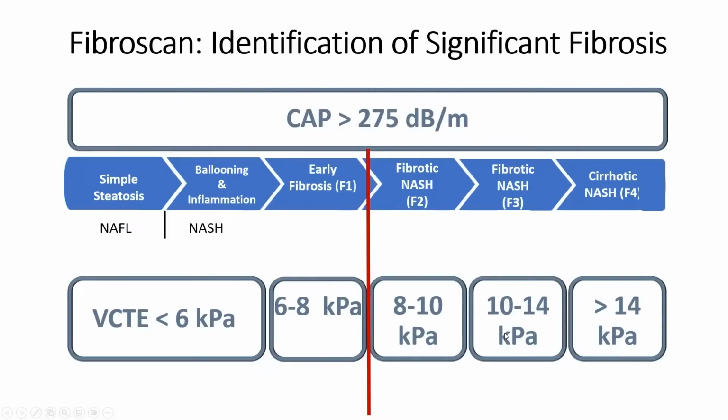This is how we interpret Fibroscan. Very simple. You get 2 numbers. One is the CAP score, controlled attenuation parameter, which reflects steatosis. More than 275 typically indicates the presence of significant steatosis. And then we look at the transient elastography, kilopascal measurements, and less than 6 indicates no fibrosis typically. And then you can see the cut points for F1 all the way to F4 cirrhosis. Next slide.